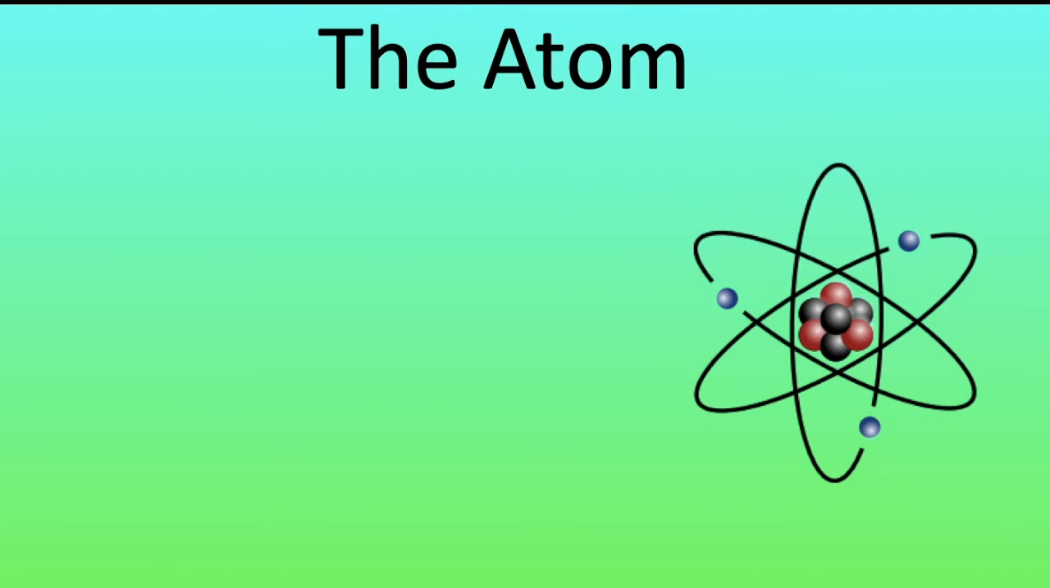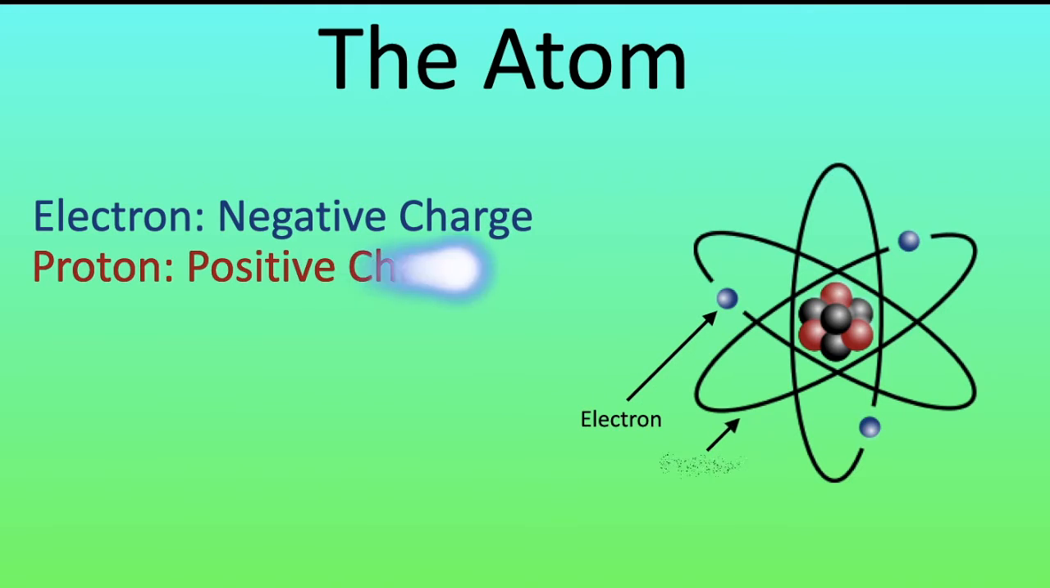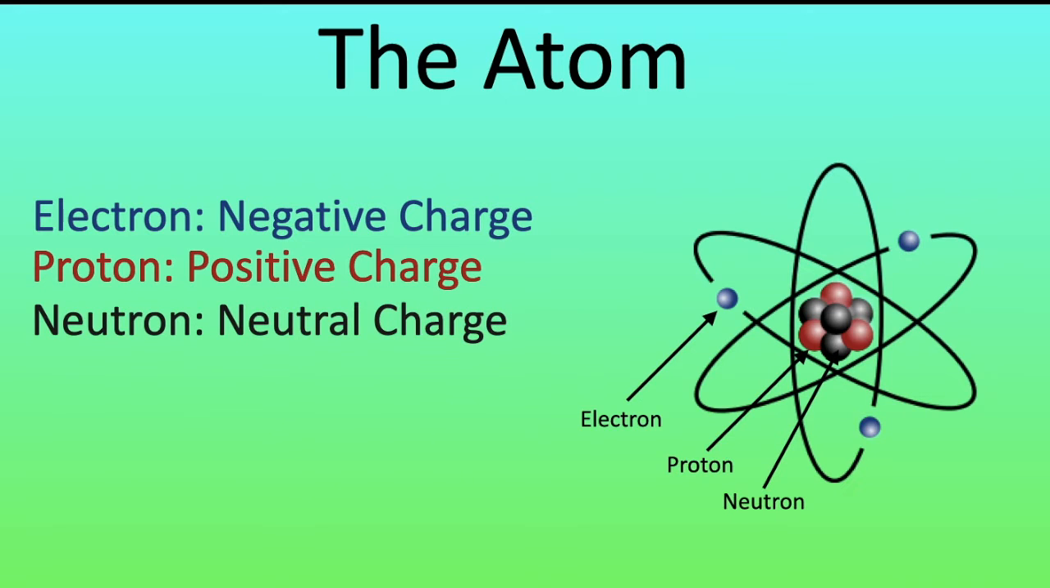Okay, so now I want to review about the atom. So an atom has three parts, and the three parts are the electrons, which have a negative charge, the protons, which are these red ones that have a positive charge, and the neutrons, which have a neutral charge.